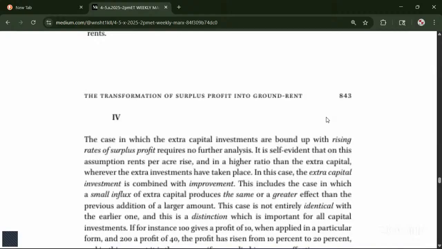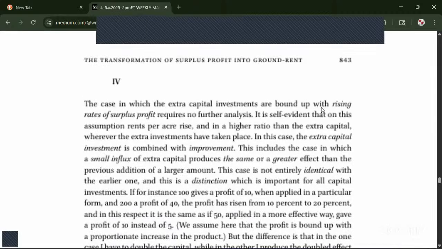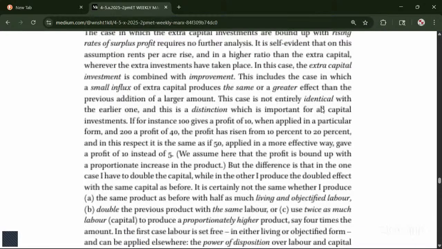This includes the case in which a small influx of extra capital produces the same or a greater effect than the previous addition of a larger amount. This case is not entirely identical with the earlier one, and this is a distinction which is important for all capital investments. For instance, 100 gives a profit of 10 when applied in a particular form, and 200 a profit of 40. The profit has risen from 10 to 20%, and in this respect, it is the same as if 50, applied in a more effective way, gave a profit of 10 instead of 5.